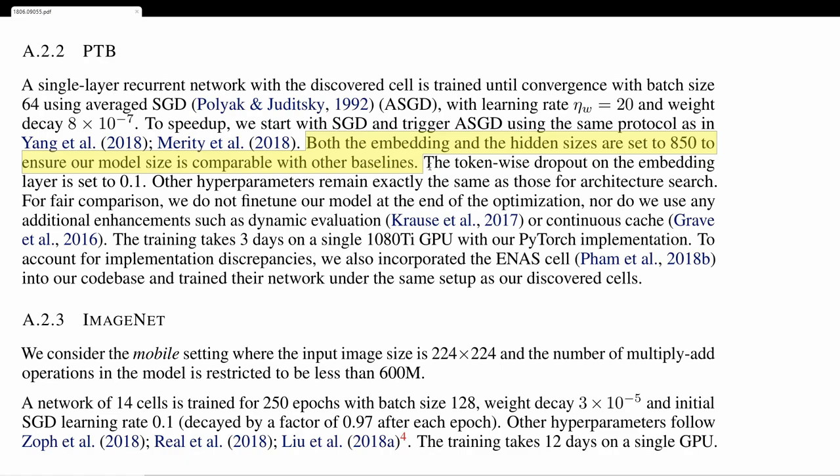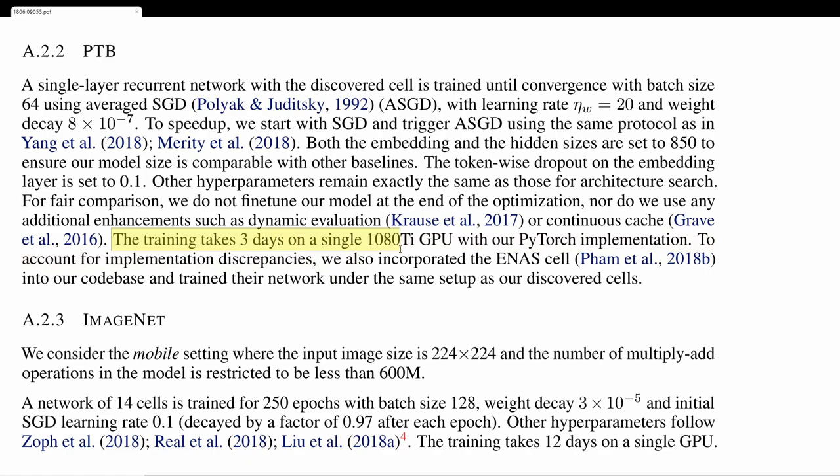The token-wise dropout on the embedding layer is set to 0.1. Other hyperparameters remain exactly the same as those for architecture search. For fair comparison, we do not fine-tune our model at the end of the optimization, nor do we use any additional enhancements such as dynamic evaluation or continuous cache. The training takes 3 days on a single 1080 Ti GPU with our PyTorch implementation.